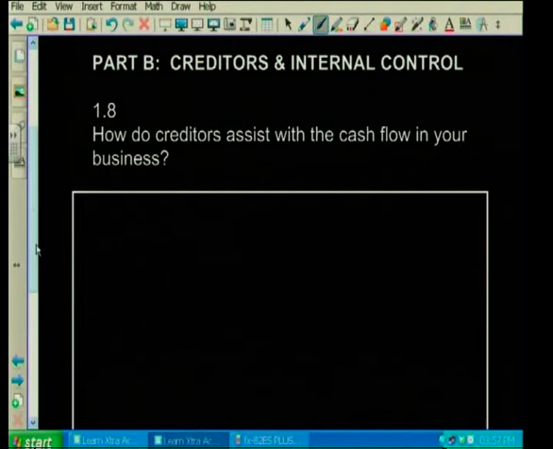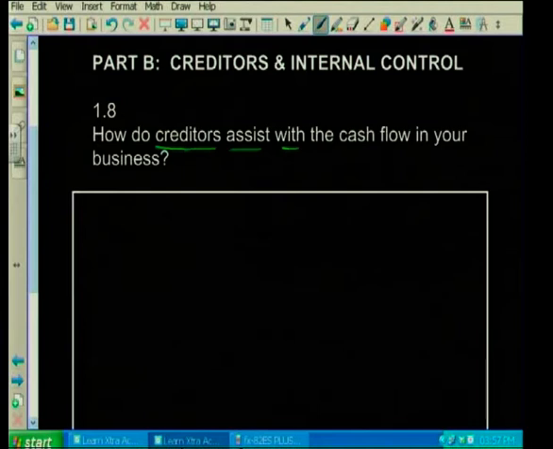The part of the question on reconciliation, it says here, how do creditors assist with the cash flow in your business? Very interesting question. Once again, how do creditors assist with the cash flow in the business? Right. Understand that your creditors supply you goods within a certain time, you have a time limit in which to pay them.